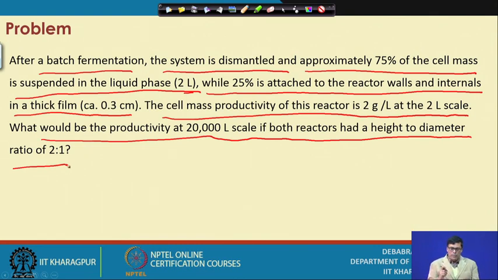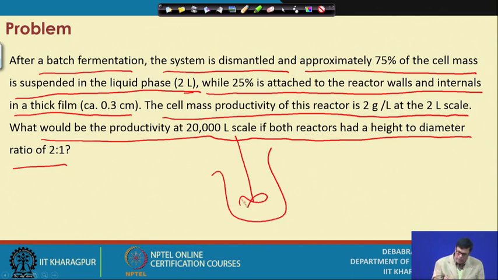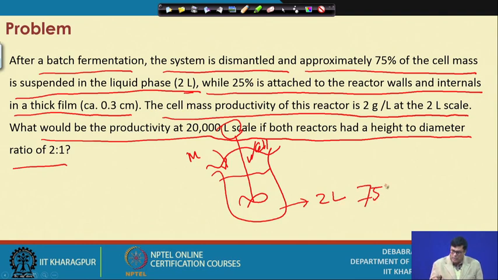So this is the problem, and I can explain a little bit what the problem is. The problem is that this is the reactor, am I right? Suppose you put the media here and you put the cells here. Then after the fermentation you open it up, and initially this is 2 liter capacity, and approximately 75% of the cell mass is suspended in the liquid.